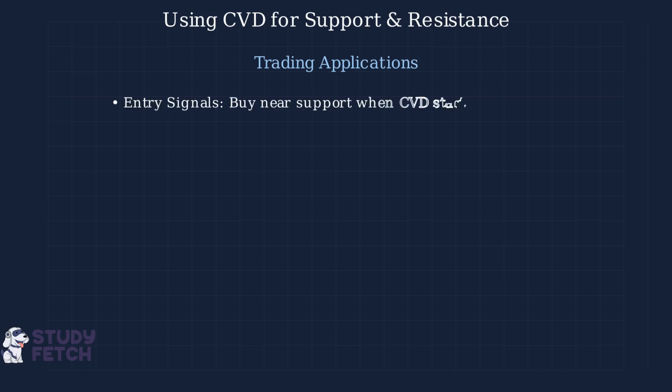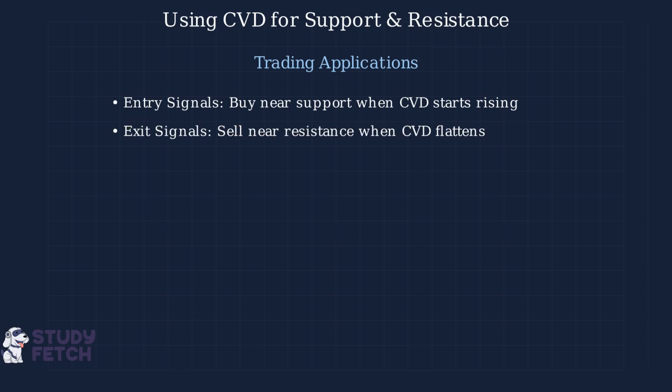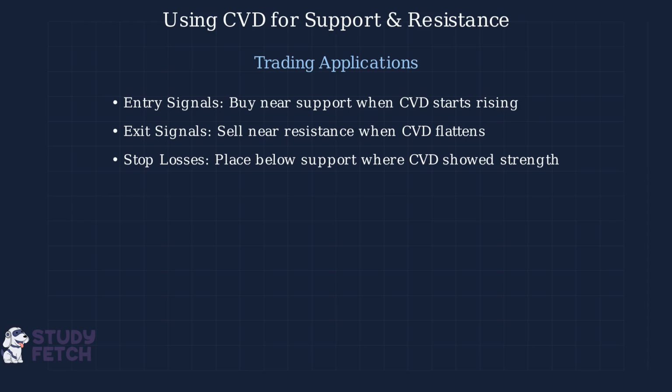Traders can use CVD patterns to identify potential entry points near support levels, particularly when the CVD line begins to rise after a period of flattening. Similarly, resistance levels identified by flattening CVD can signal potential exit points or places to take profits. Stop losses can be placed below support levels where CVD previously showed strength, providing a logical invalidation point. A strong rise in CVD can also confirm a price breakout, providing additional confidence in the trade.